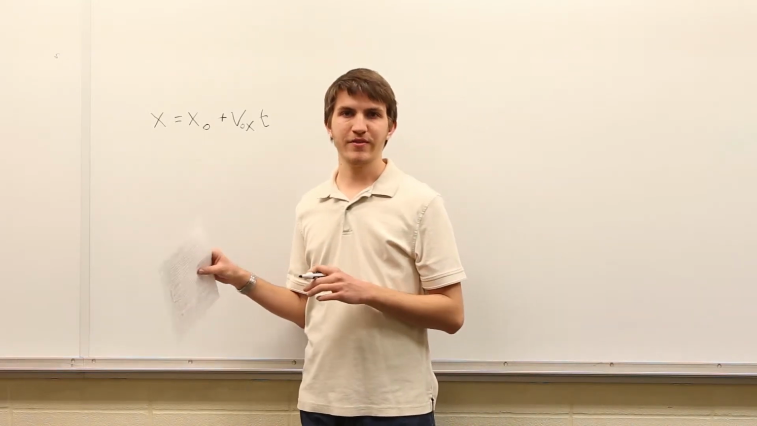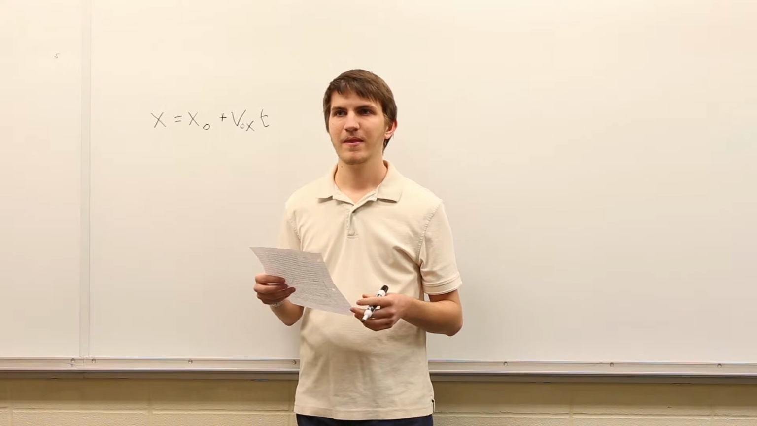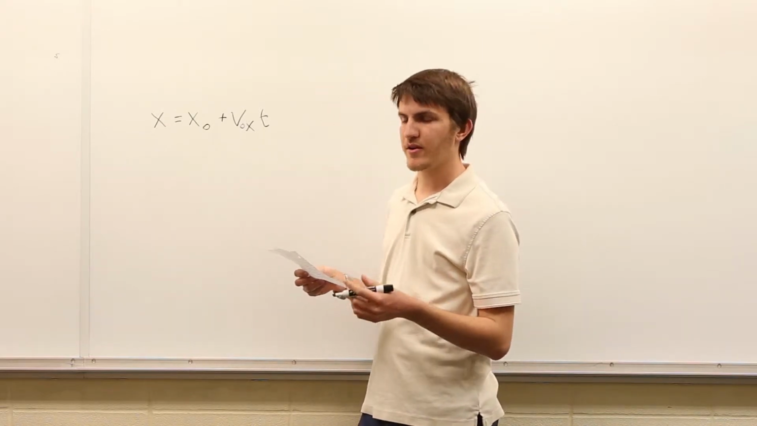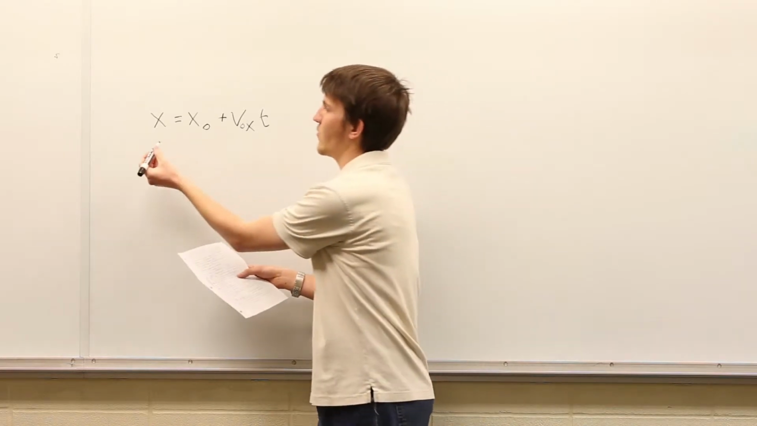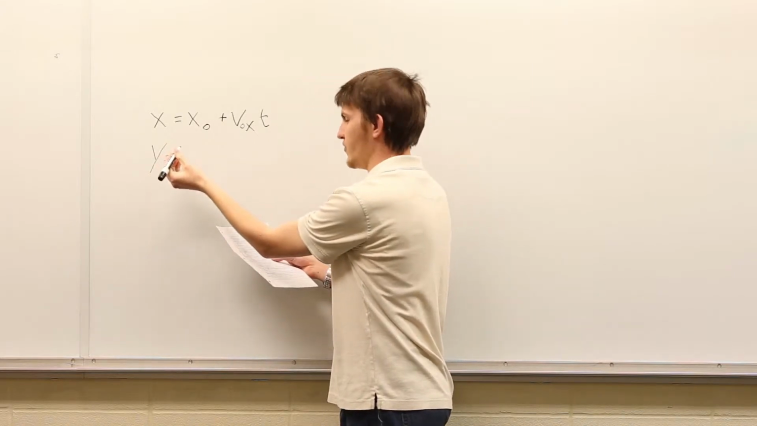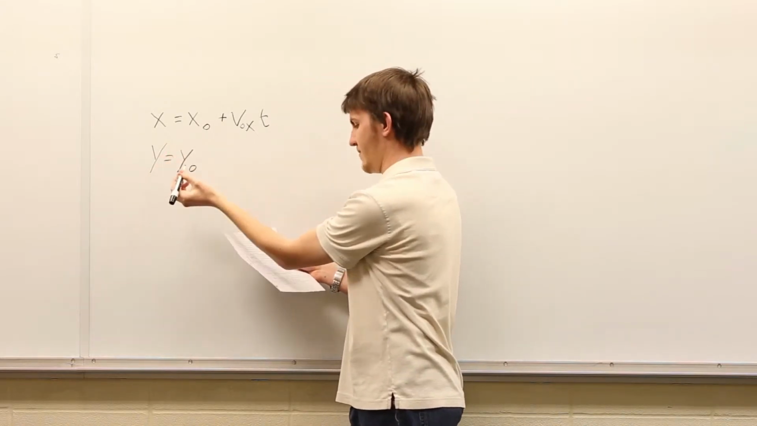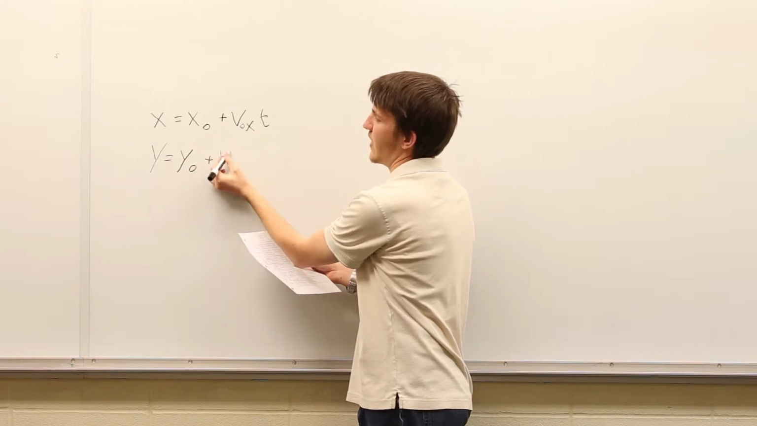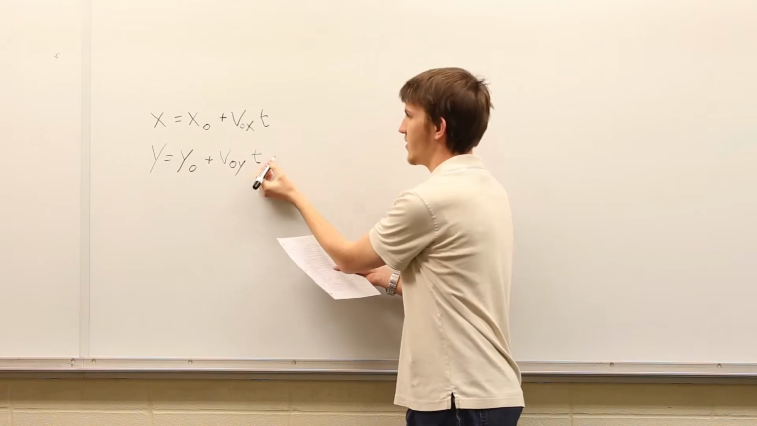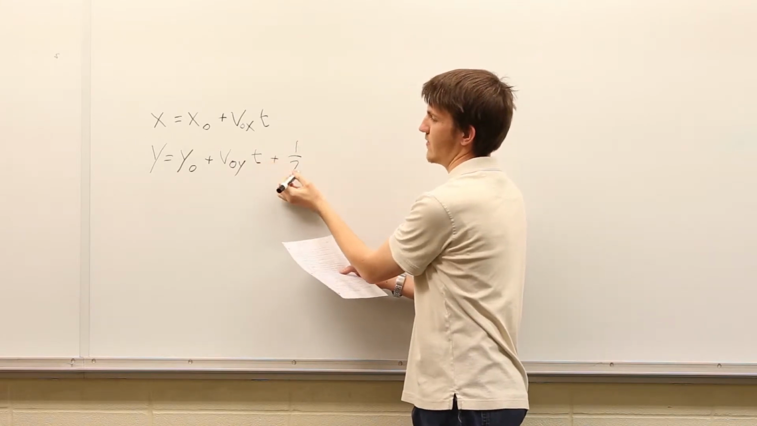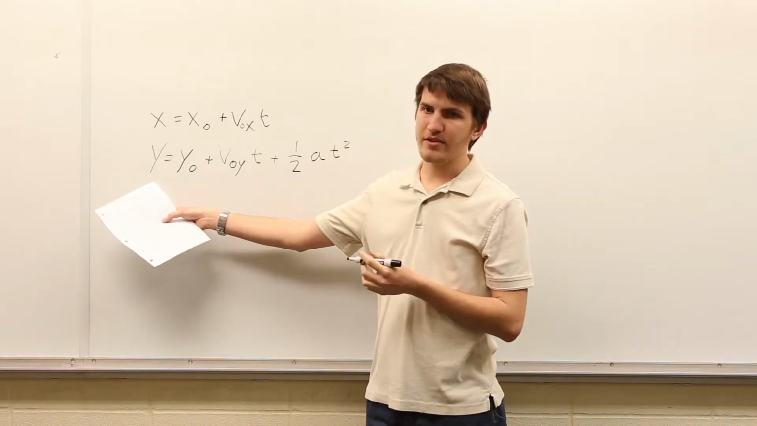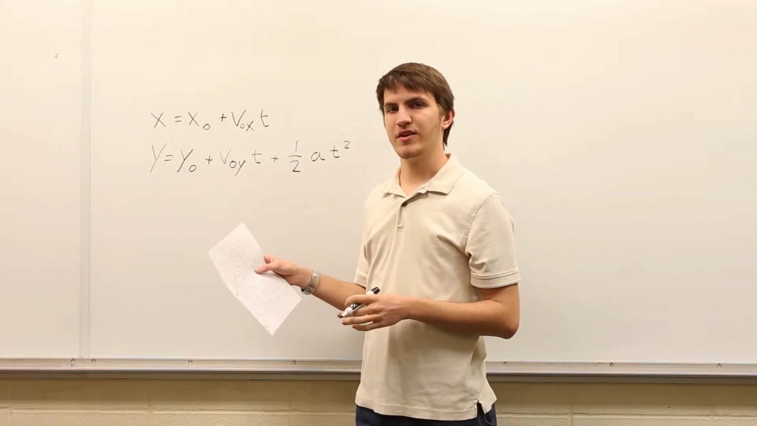Vertical motion is slightly different than horizontal motion because we have gravity. Gravity changes the equation that we use for the position of the particle. So I'm going to write out the y equation for position. Y equals y naught plus v naught y times t plus 1/2 a t squared. And so y is still the y position of the particle at any point in time.